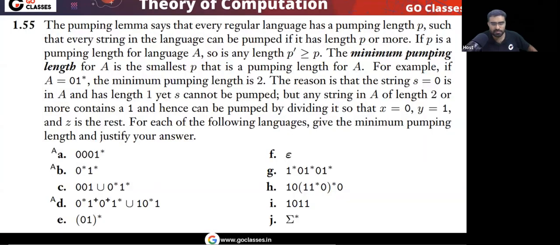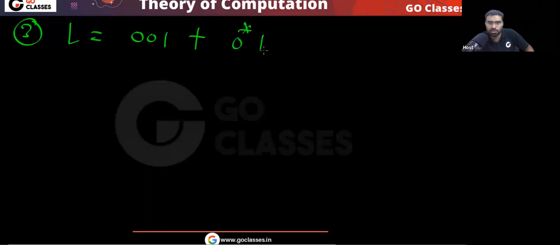So we have seen the second language. What about the third language? The third language is 0 0 1 union 0 star 1 star. Here is something interesting I want to tell you.